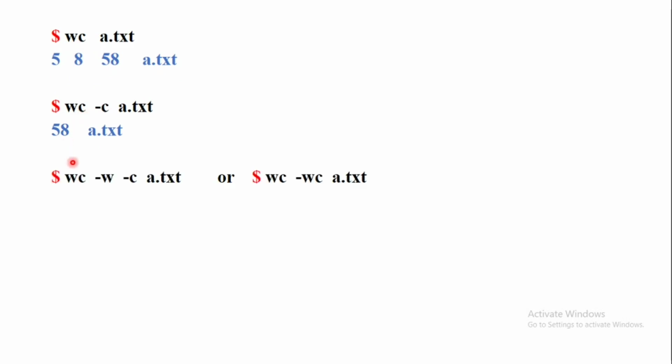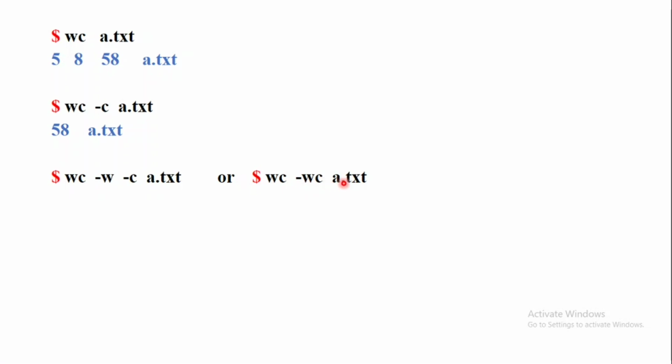I can have more than one option in the command line, which can be written in this way. The command and the options are separated by a blank space. Two options can be separated by a blank space, or it can be written in this way: word count, space, hyphen wc together, followed by the name of the file. Both will give the same result.